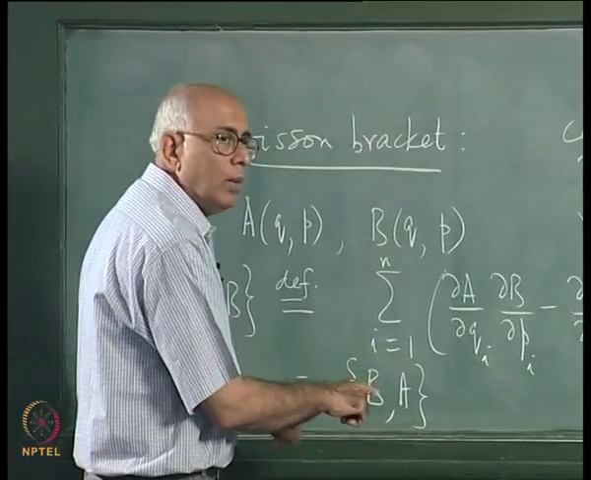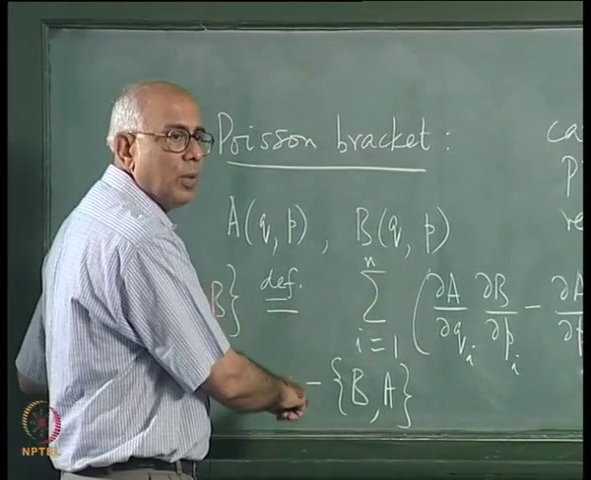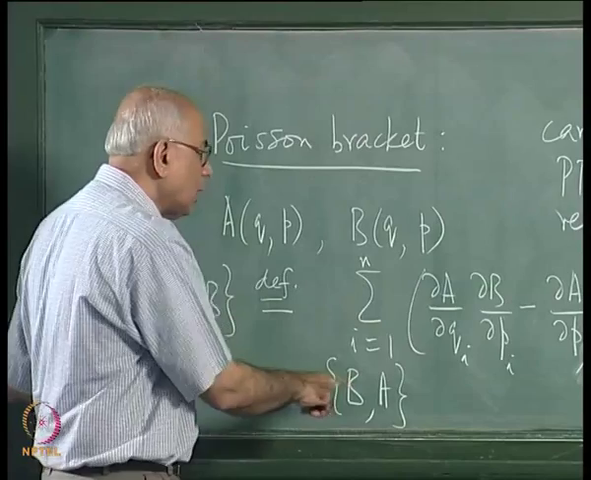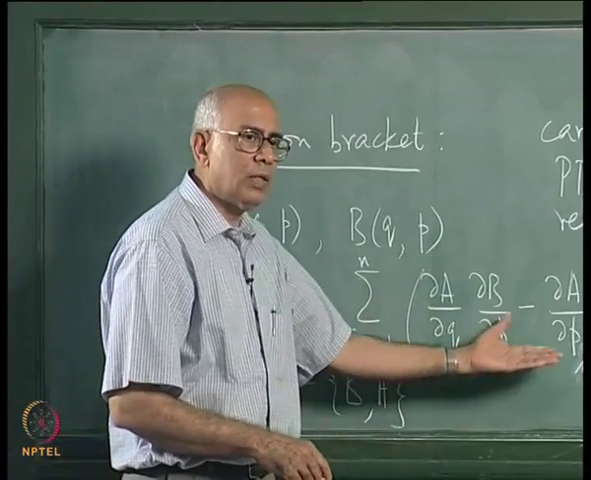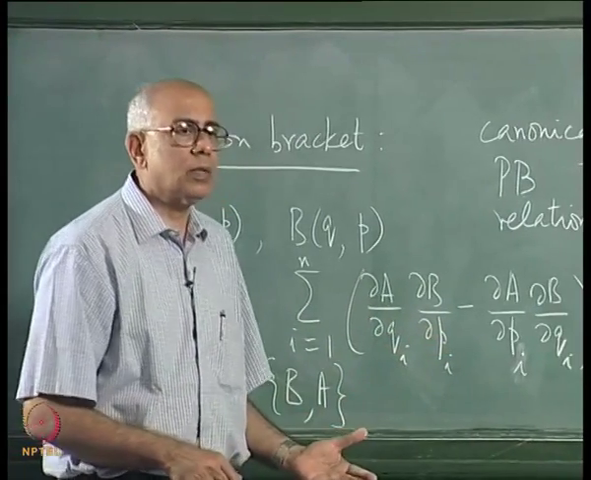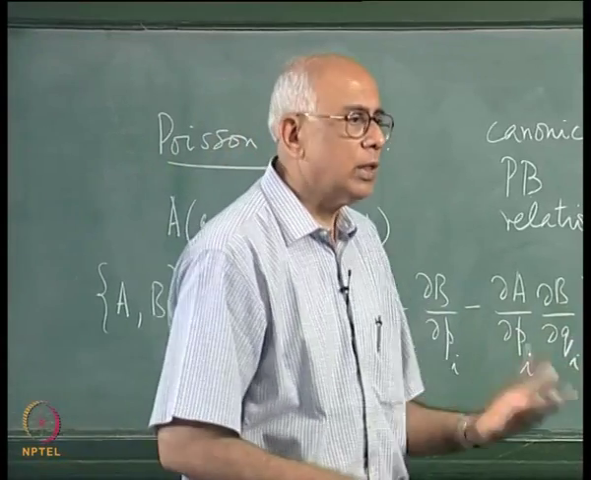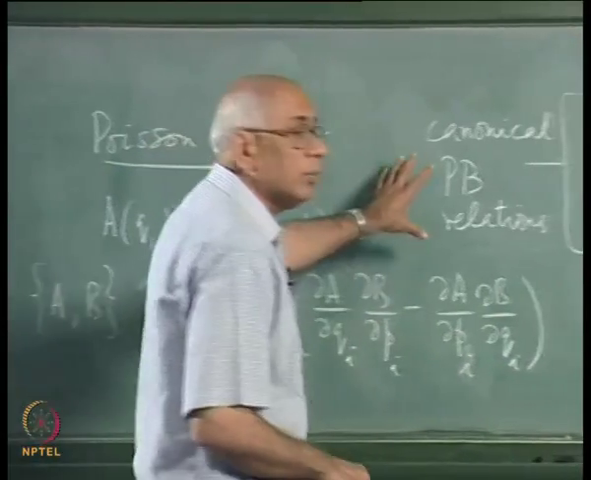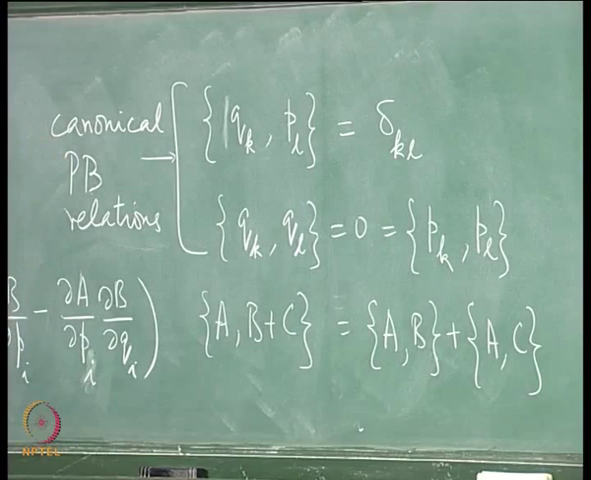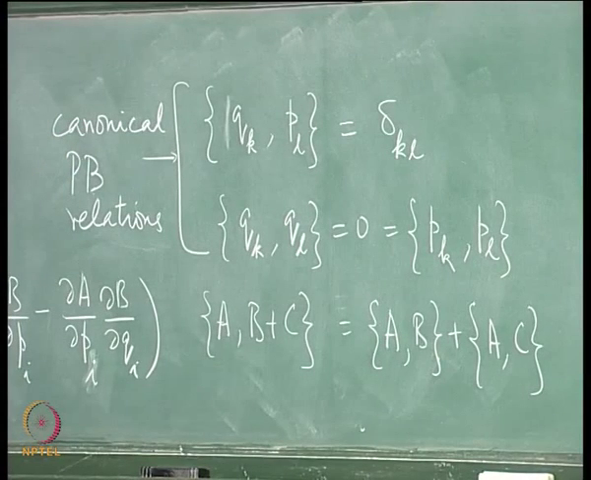Right now we are talking about some mathematical properties of Poisson brackets and we are writing down relationships which are fairly trivial. They follow fairly straightforwardly from the independence of the coordinates and the momenta between each other plus the canonical Poisson bracket relationships. But these have deeper implications as we will see.